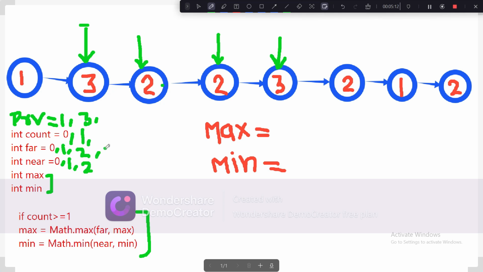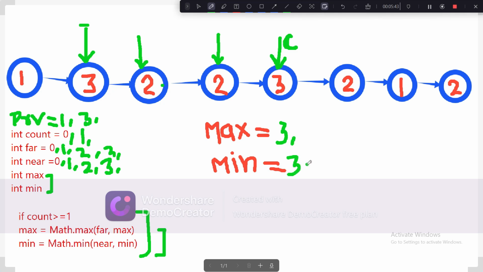So far, see here, when we found the first critical point our values were 1. When we came here the values became 2, and when we came here the values increased by 1 more, so near and far both became 3. Then we finally came to this critical point. At this critical point we have to check here, right? So Math.max of far and max so far. Max so far is 3 now, so max would be 3. Similarly Math.min of near and min so far, near is also 3, so this would become 3.